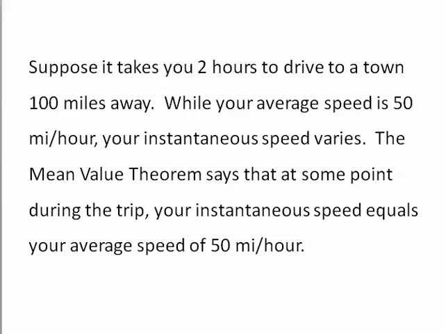One small example. Suppose it takes you 2 hours to drive to a town 100 miles away. While your average speed is 50 miles per hour, you know your instantaneous speed is going to vary. What the mean value theorem says is that at some point during the trip, your instantaneous speed equals that average speed of 50 miles per hour. And it's likely going to equal 50 miles per hour many times, but you're guaranteed at least one.